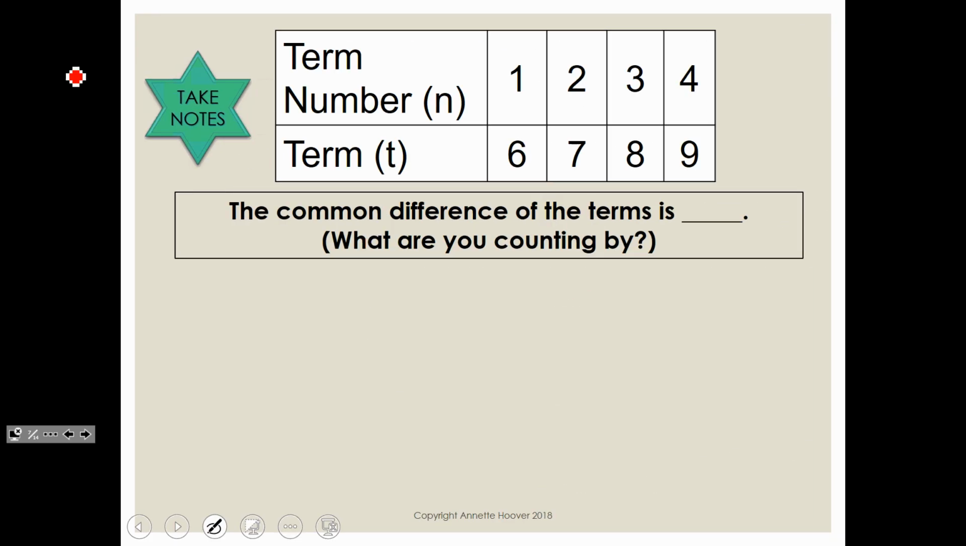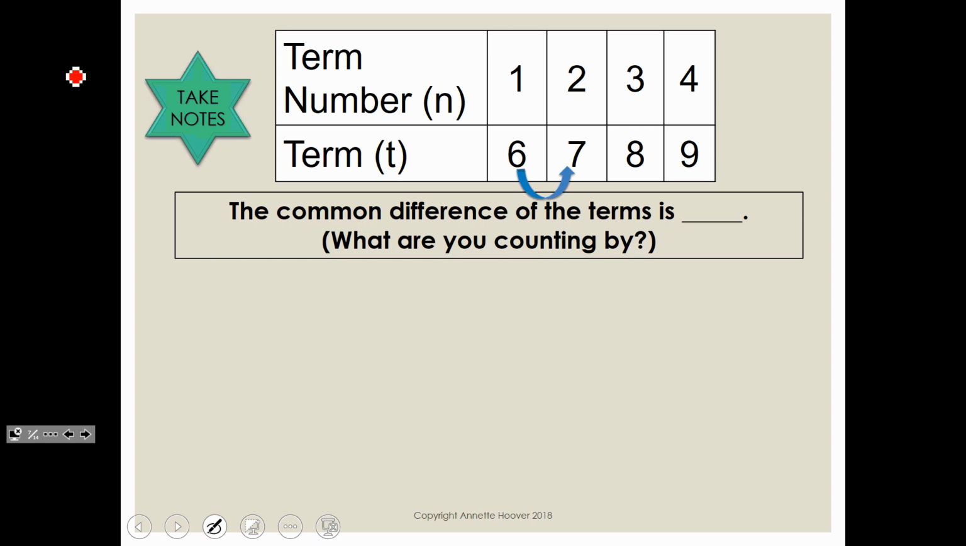So when you see a chart like this with term number at the top, all this means is that this is the first number of the sequence. This is the second number. This is the third number. They're basically stating the obvious here. We know that's the first, second, third, and fourth terms. So here are the numbers we're looking at.